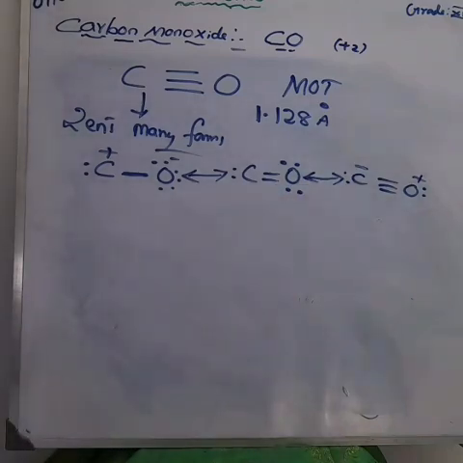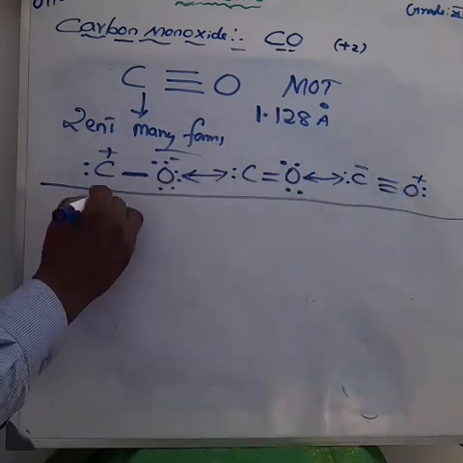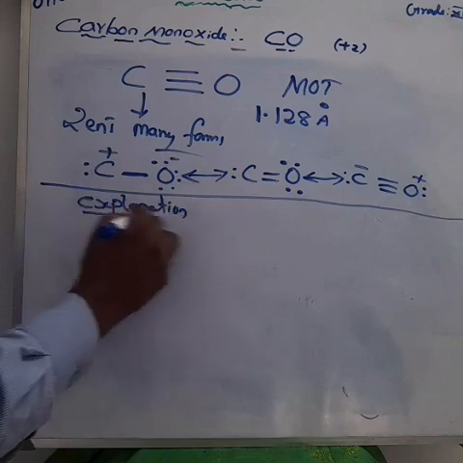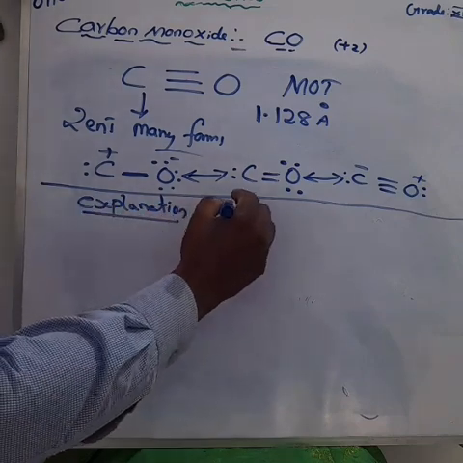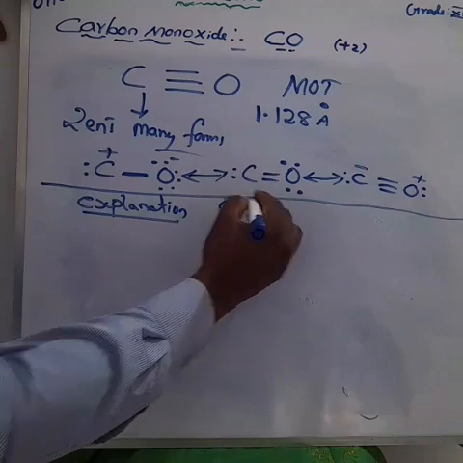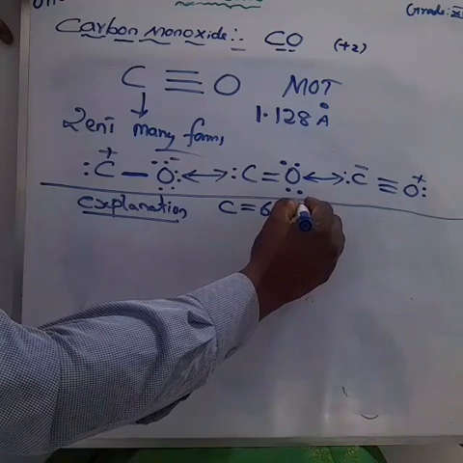Next I am going to explain how we can draw the structure. My dear children, first we have to write the electronic configuration of carbon. What is the atomic number of carbon? The atomic number of carbon is 6. The first shell can accommodate 2 electrons, the second shell 4 electrons.